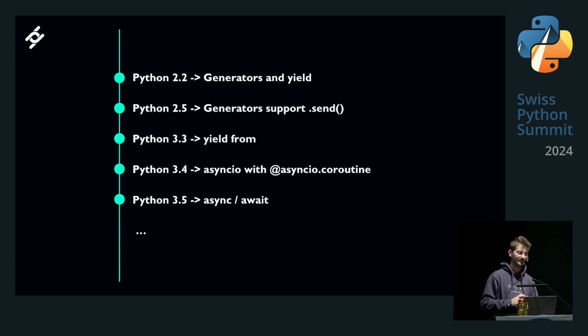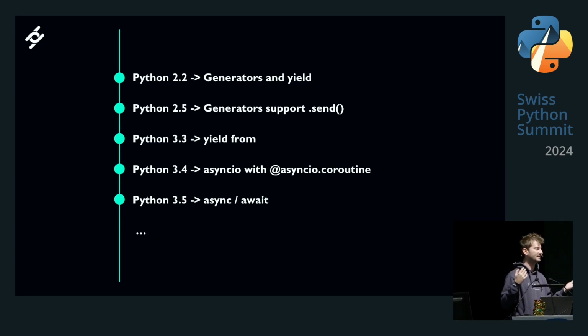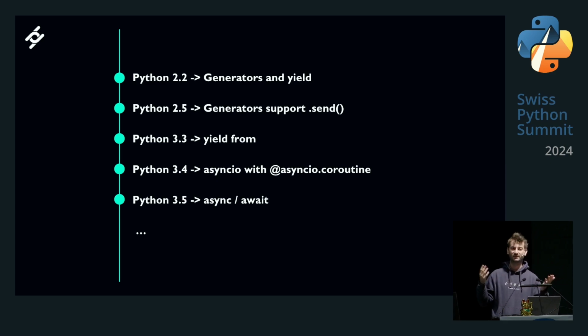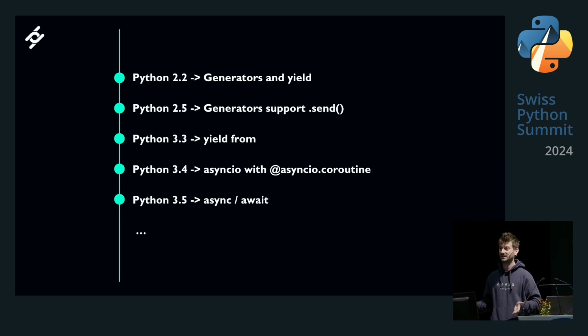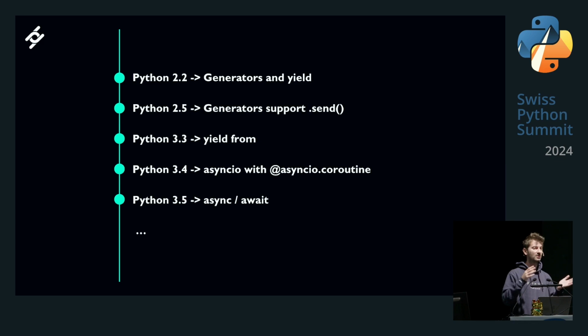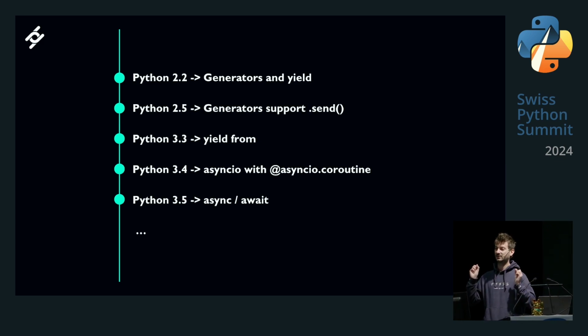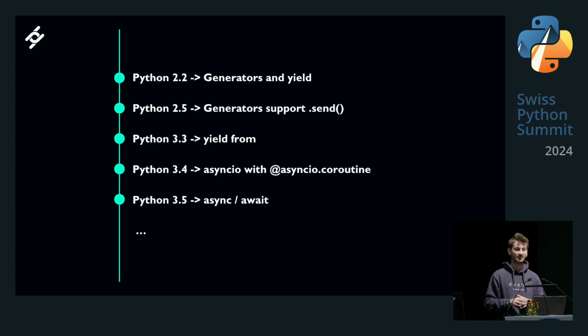Last topic that I want to mention. How are coroutines implemented in Python? Well, before Python 3.5, async await, all the syntax that I've shown you before did not exist. Still, coroutines were already a thing in Python because they could be created just using generators.